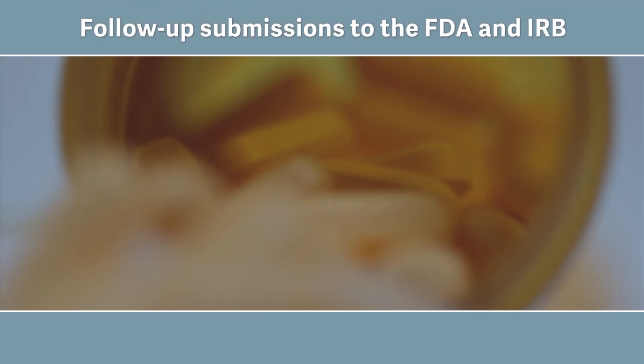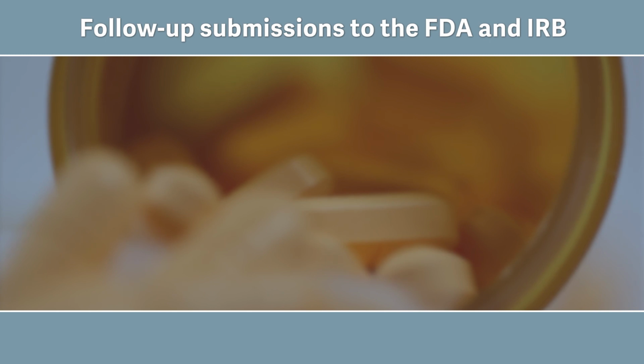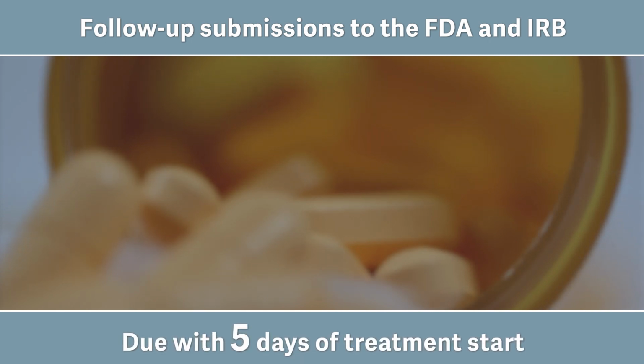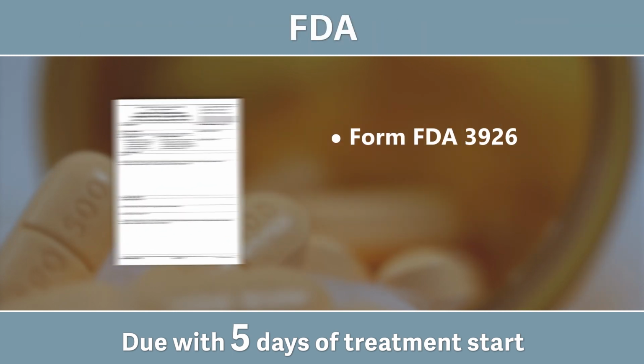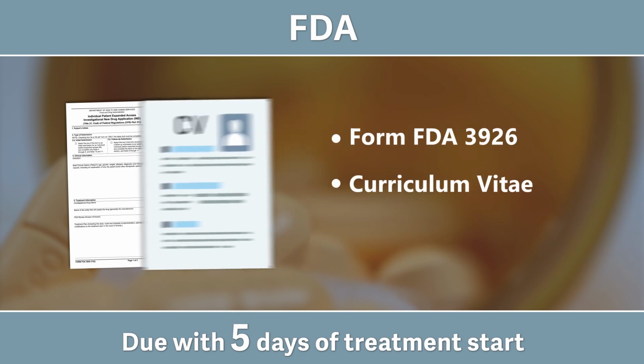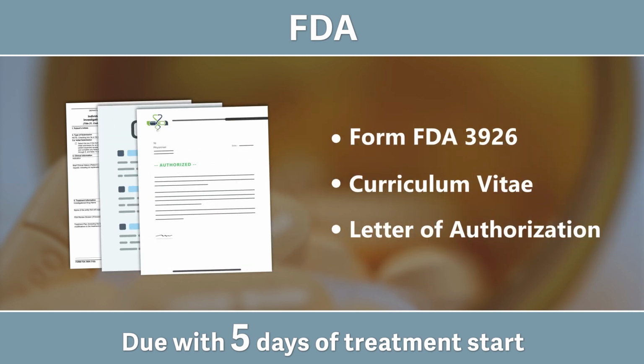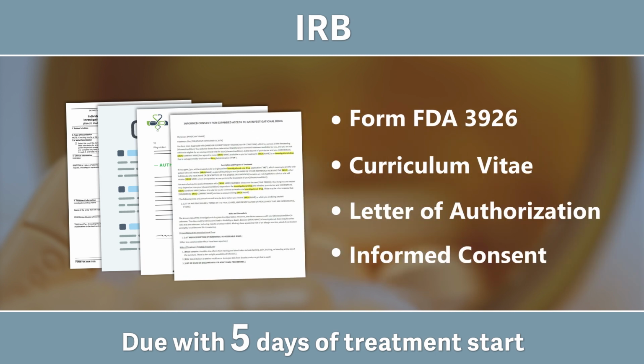After the treatment begins, you need to follow up with the FDA and the IRB, providing all the documentation required for a non-emergency expanded access request. These submissions are both due within 5 days of the initiation of treatment. For the FDA, you'll provide Form FDA 3926, your CV, and the letter of authorization from the manufacturer. For the IRB, you submit all the FDA information and the informed consent form.